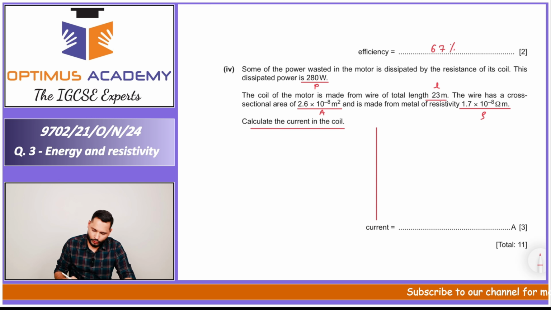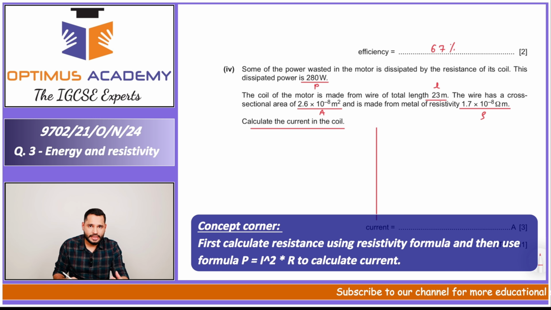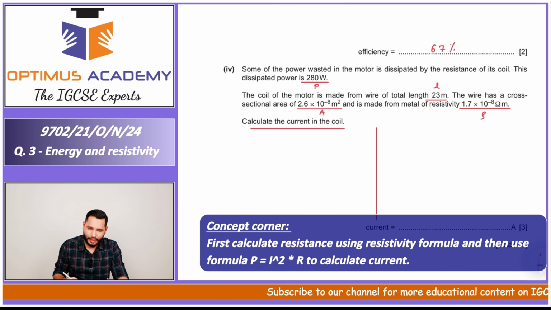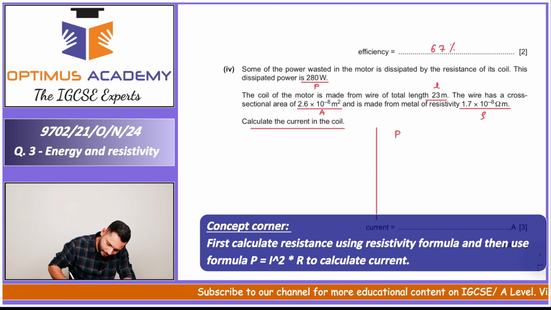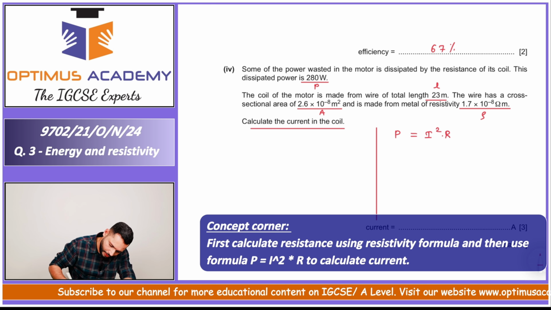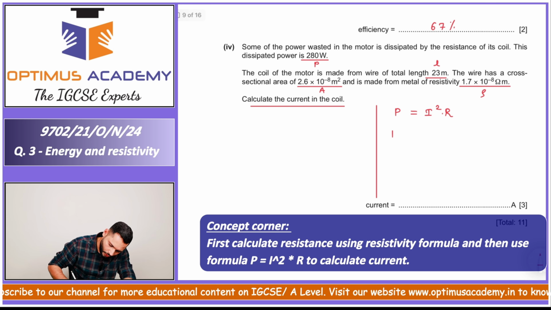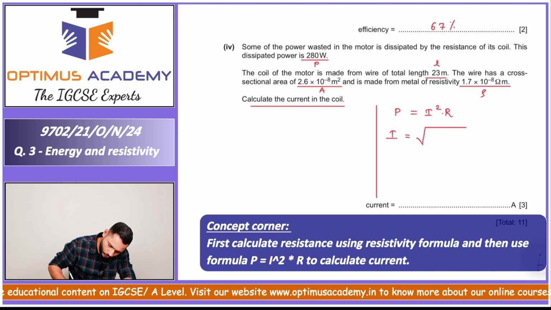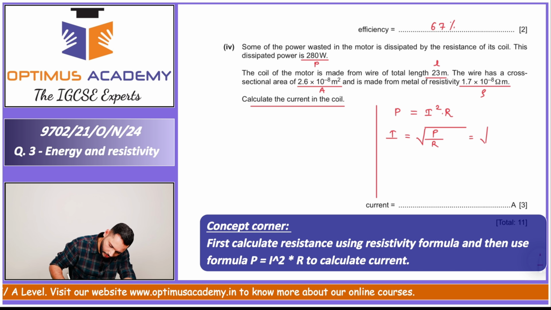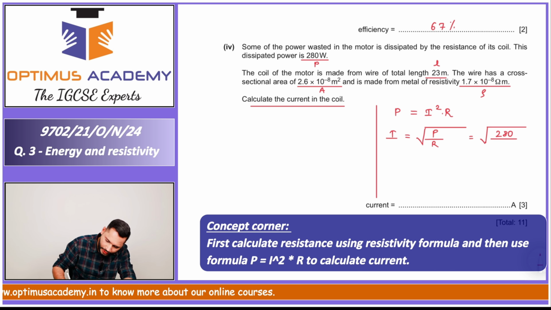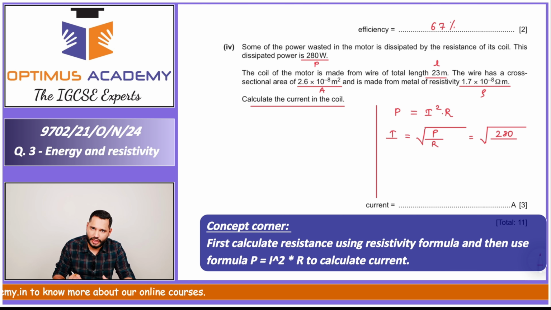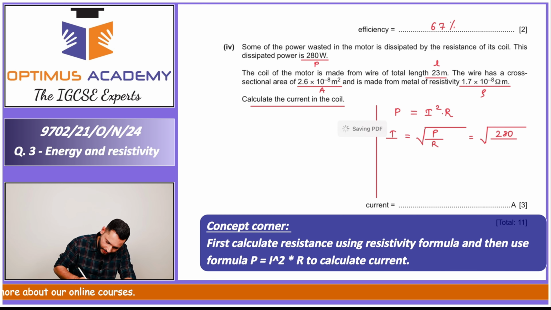Okay. Now, looking at the data, you should understand they have given us power and they are asking us to find out current. So, which formula links power with current? We can write the formula as I square multiplied by R. So, for I, we can use formula under root power upon R. So, we have power is 280, but we don't have the value of resistance.